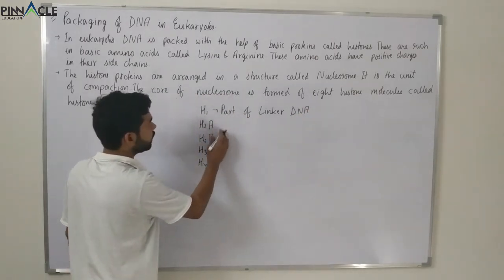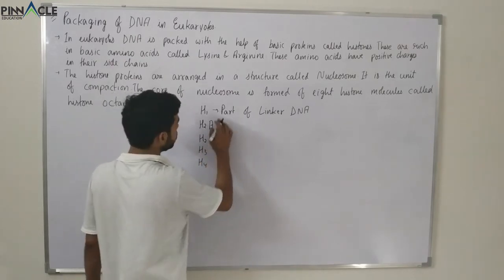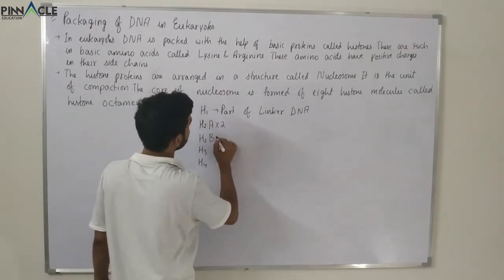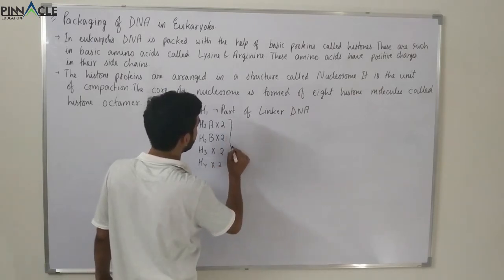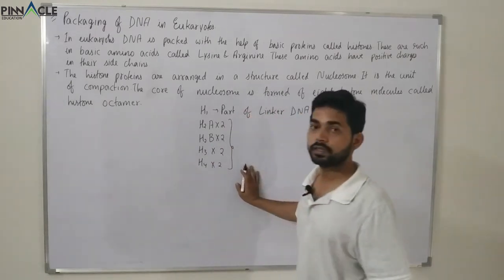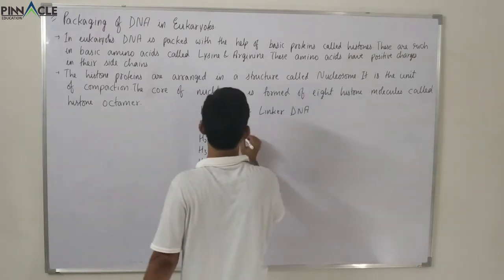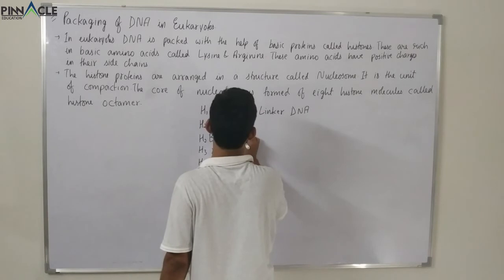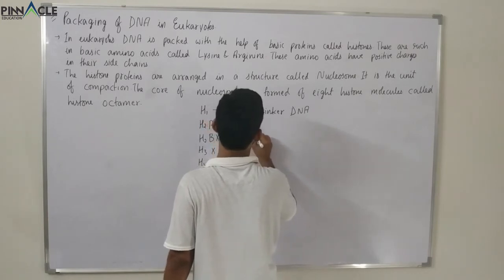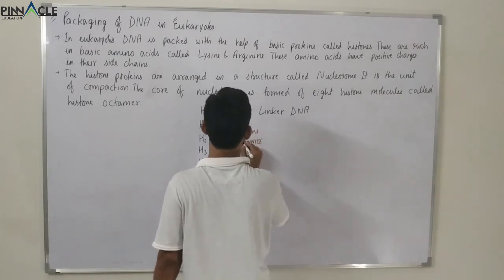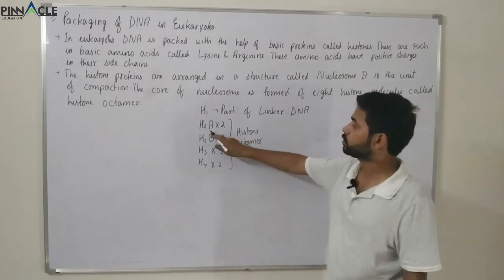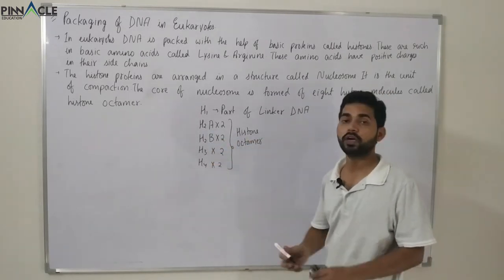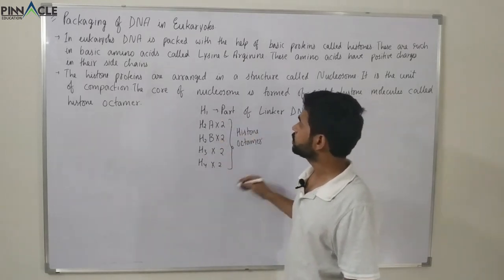This H2A and H2B are two, and 2 molecules of each are present. So the core of the nucleosome is formed of these 8 histones, that is 2 H2A, 2 H2B, 2 H3 and 2 H4. These form the histone octamer.